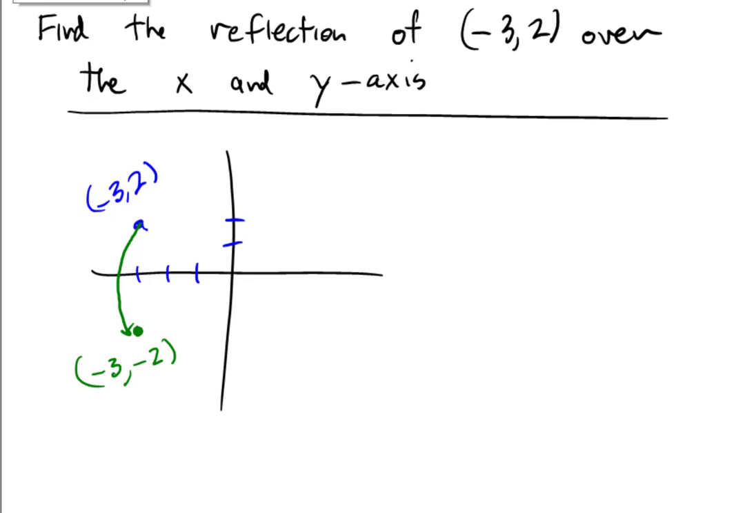As far as reflecting over the y-axis, we're going to take that point and move it over to here, which yields the opposite x-coordinate, but the exact same y-coordinate. So did you get those exact same values?